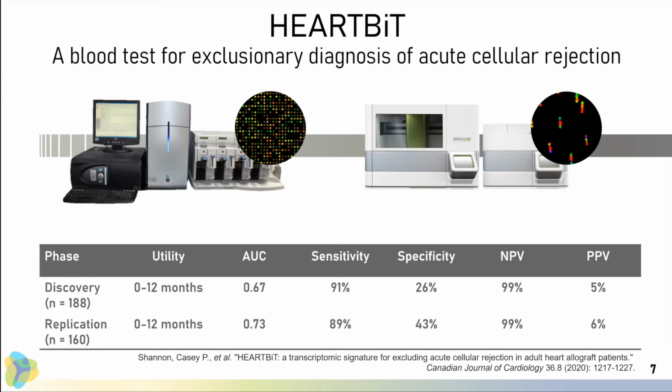Recently, we were able to replicate the test performance in a new cohort of 160 subjects recruited from 8 sites across Canada. For this work, which was done on a NanoString platform, we saw an improvement of test characteristics of 0.73 AUC at 89% sensitivity, and again, a high negative predictive value of 99%. So building on this strength of our test, HEARTBEAT became a rule-out test for acute cellular rejection.